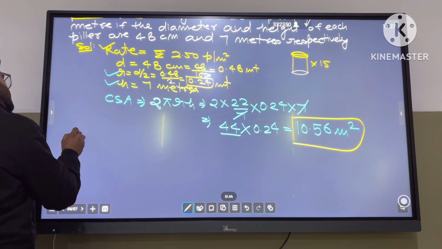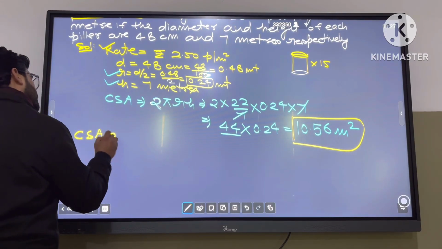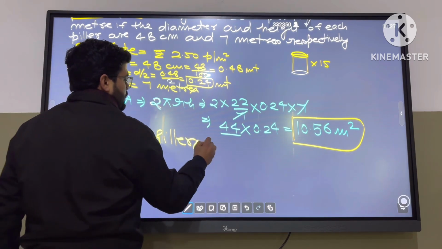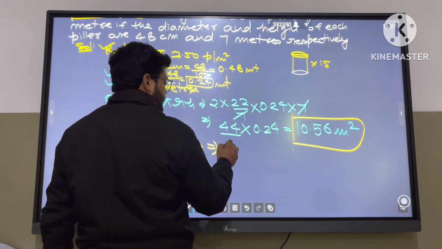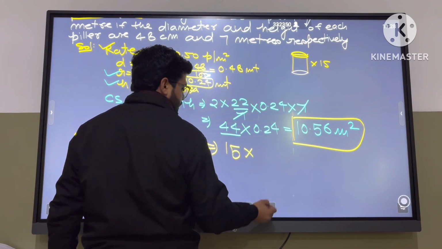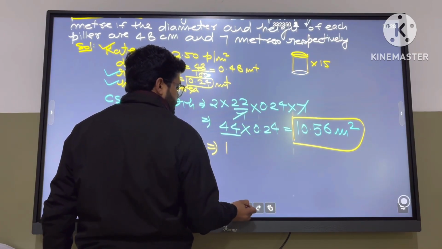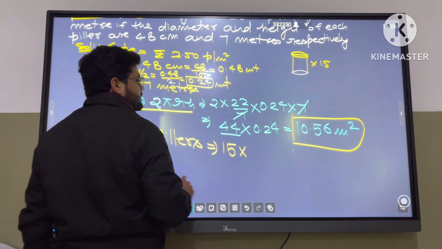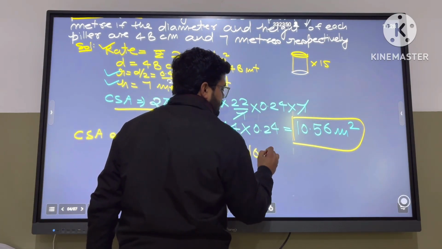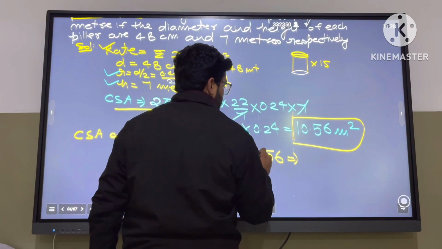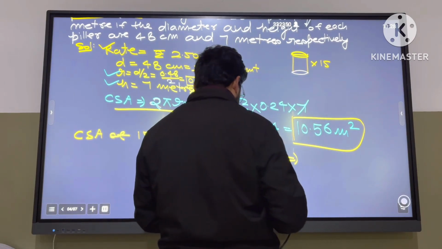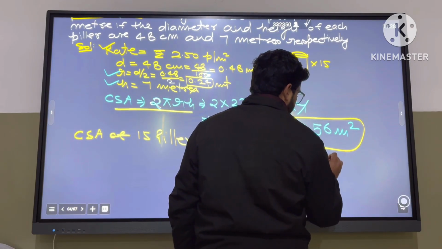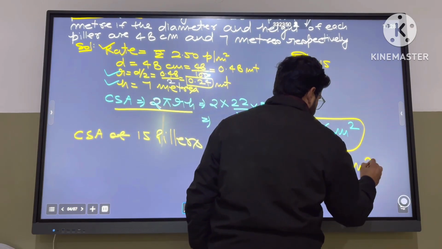So dear students, the curved surface area of 15 pillars is equal to the number of pillars into the curved surface area of one cylinder, 10.56. So the final answer, 15 into 10.56 is equal to 158.4 meter square.